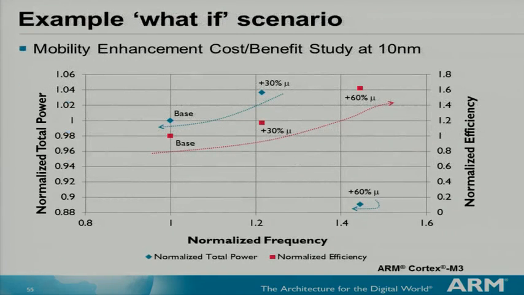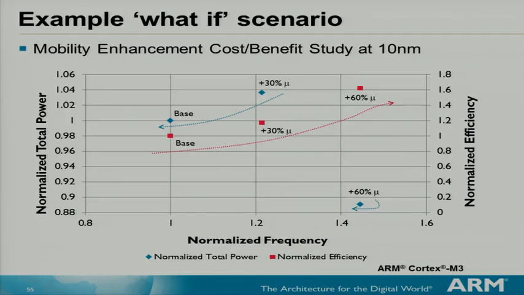And as an example, this is a mobility enhancement cost-benefit study at 10 nanometers. What we've done is taken basic BSIM-CMG models with base nominal mobility and increased the low field mobility. There are different caveats in the actual implementation, but we're just looking at the low field mobility parameter, increasing it by 30%, increasing it by 60%, and seeing what happens to the standard cell. How does the synthesis, place and route tool pick up these cells and implement the final design?